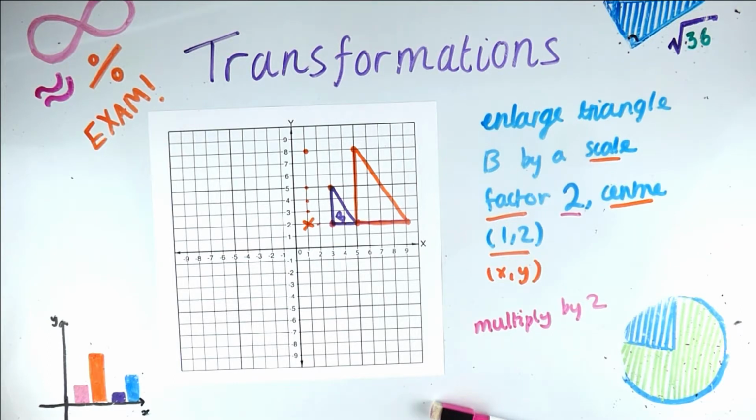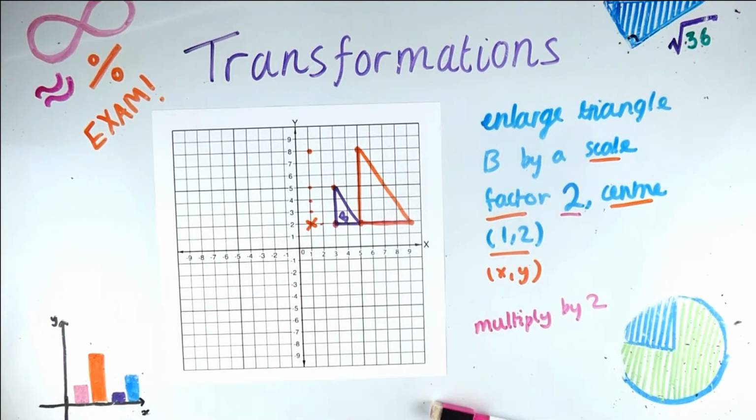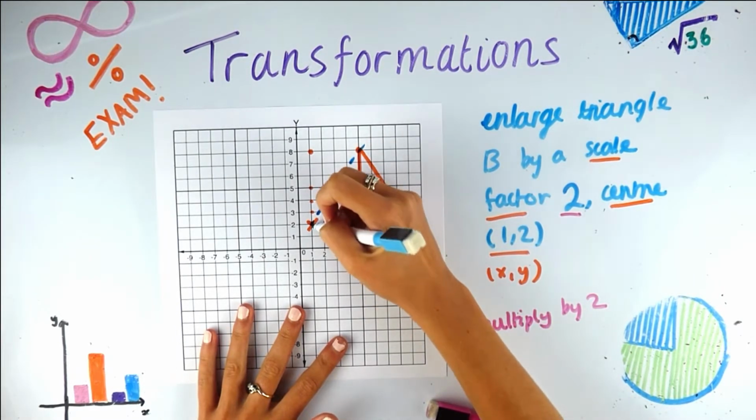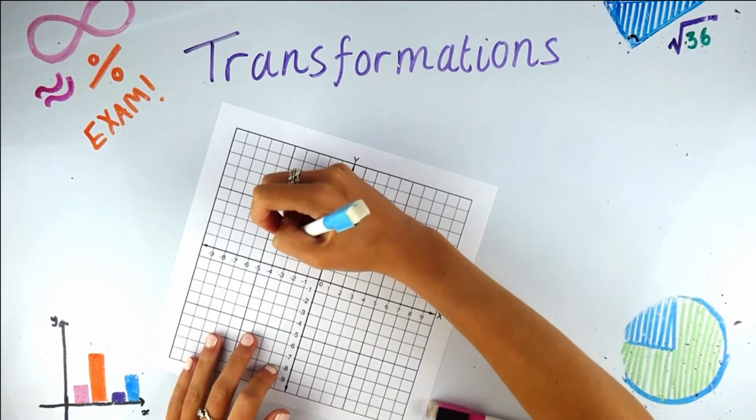Now this is why the centre is very important. You can't just blow it up by 2 and plonk it anywhere. You have to blow it up by 2 from this centre here. And if you can see, if we drew these lines from the centre, they should all go through the same corner points like that. So that's a nice check.